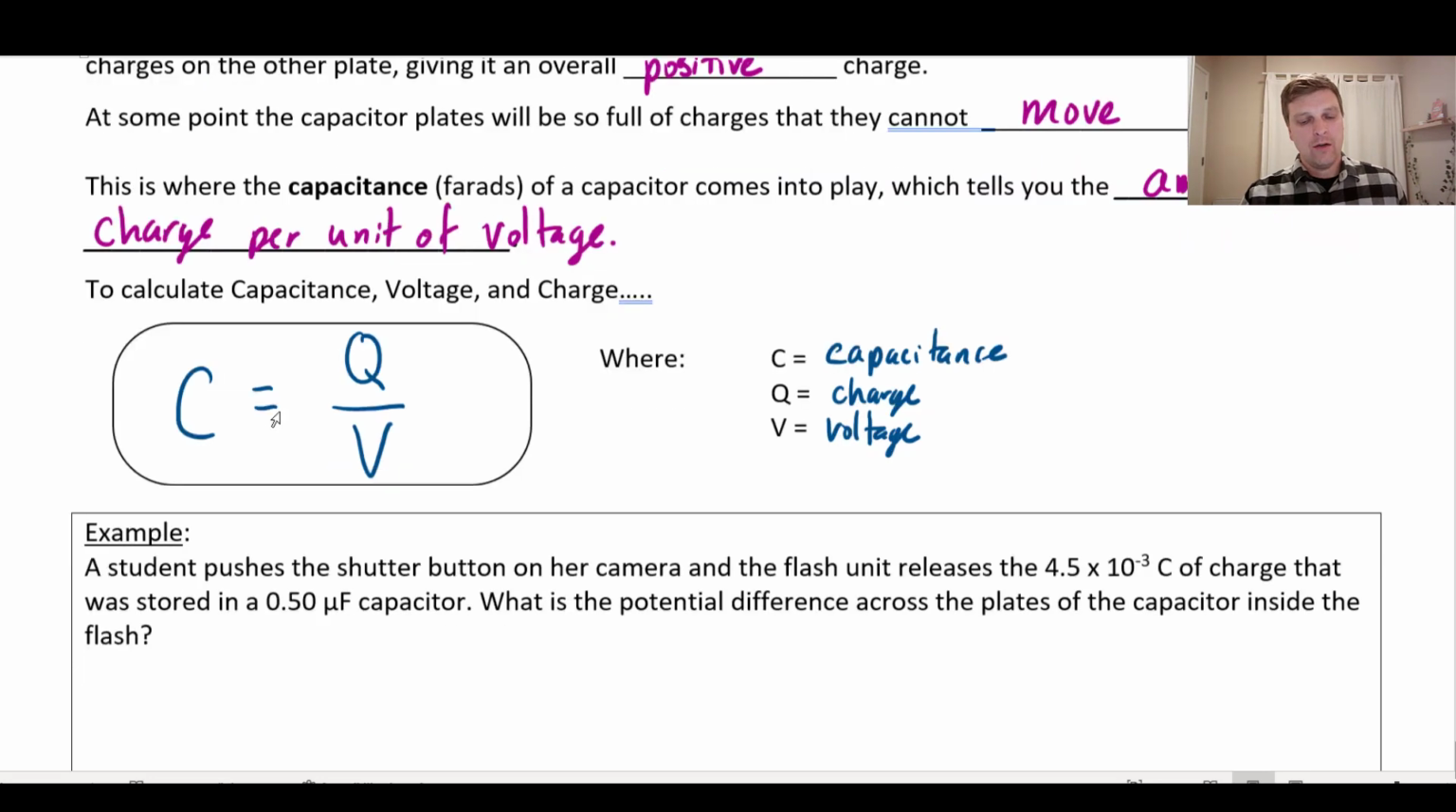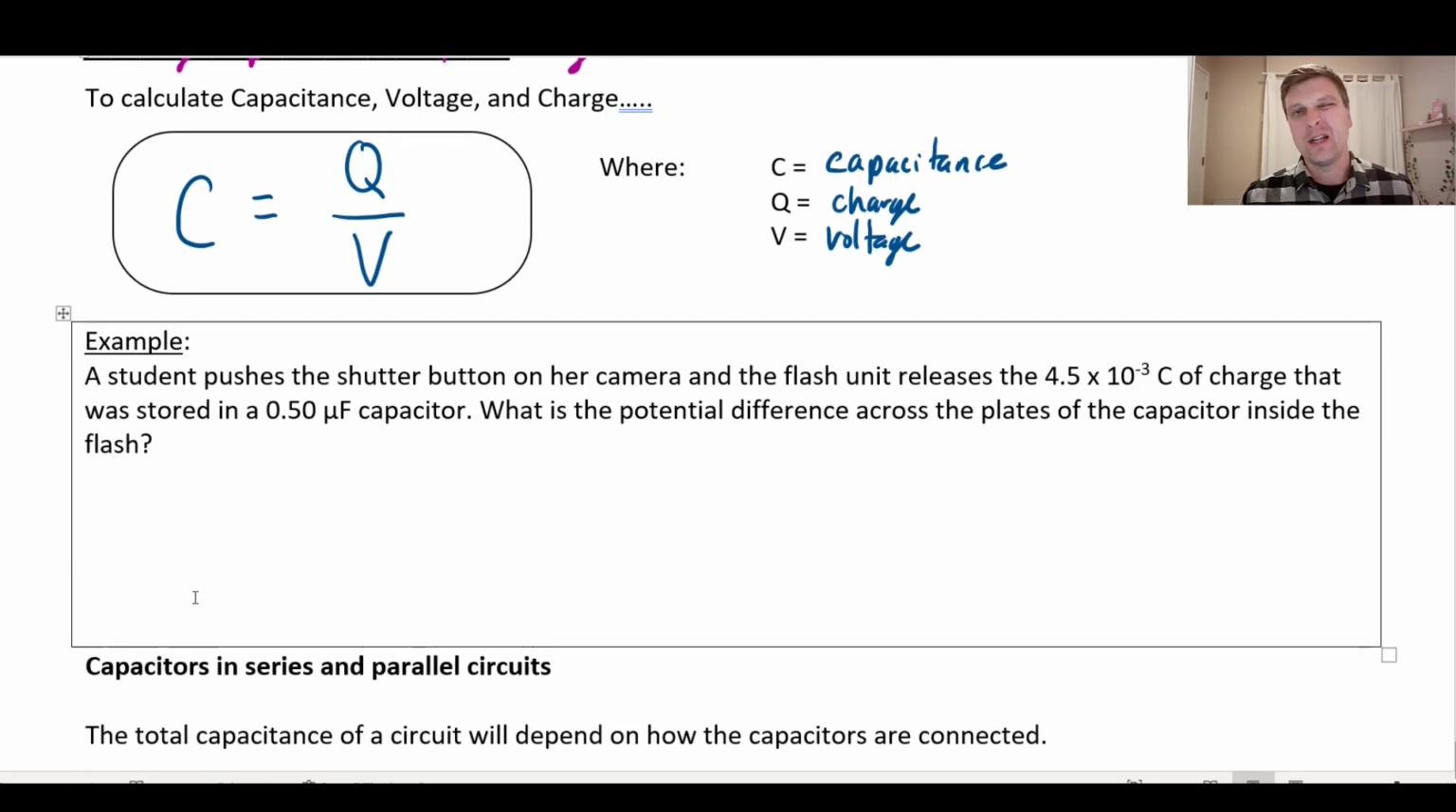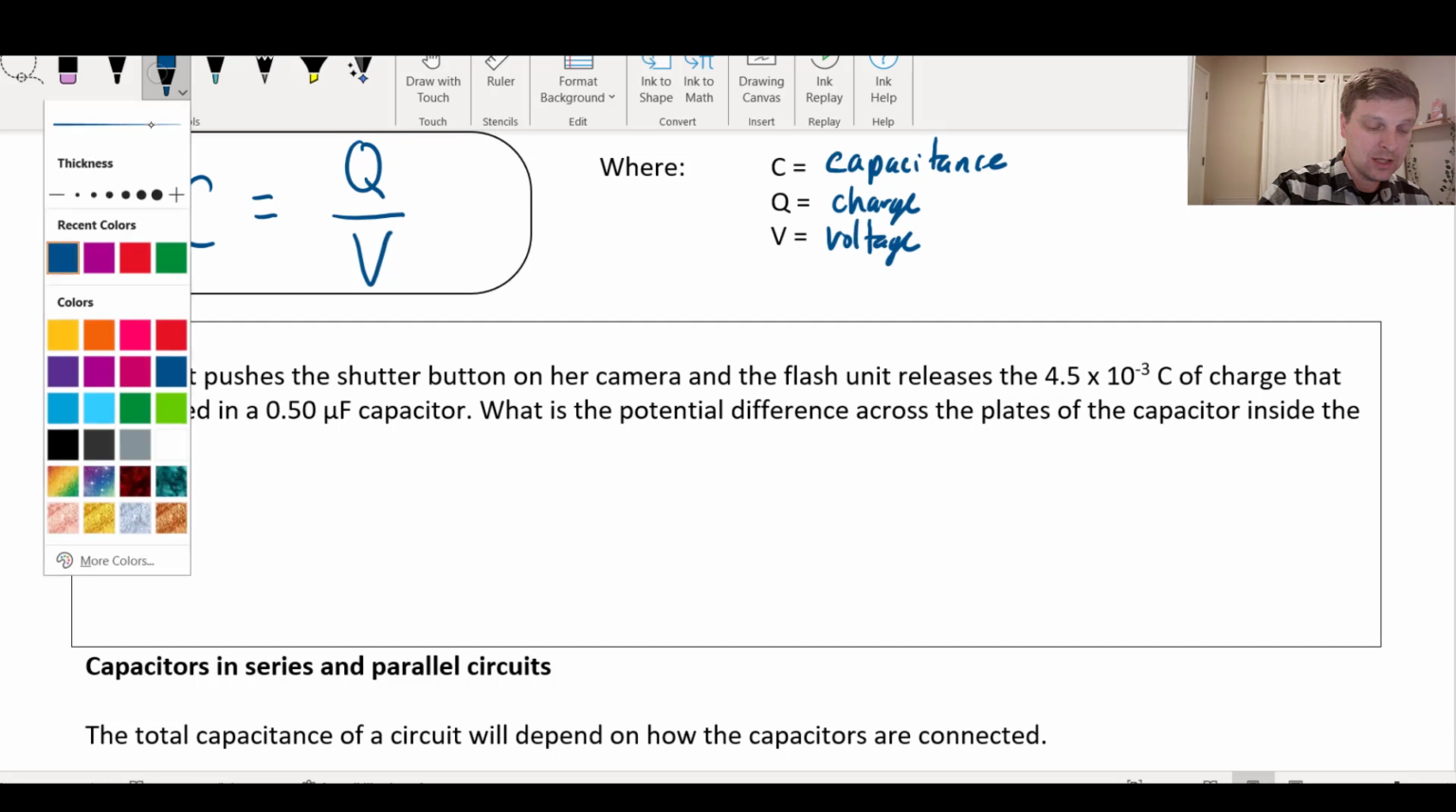Okay, so if we look at an example, or a potential difference, I guess, for voltage. If we look at an example, a student pushes the shutter button on their camera, the flash unit releases this much charge that was stored on a 0.5 microfarad capacitor. What is the potential difference across the plates inside?